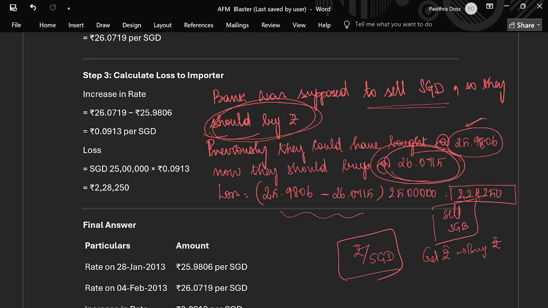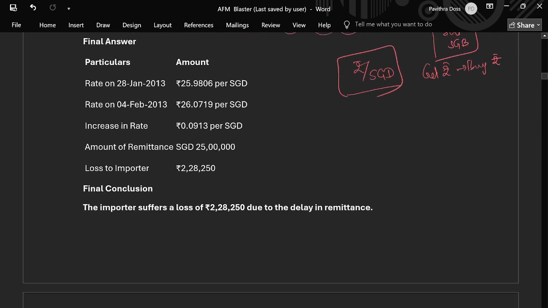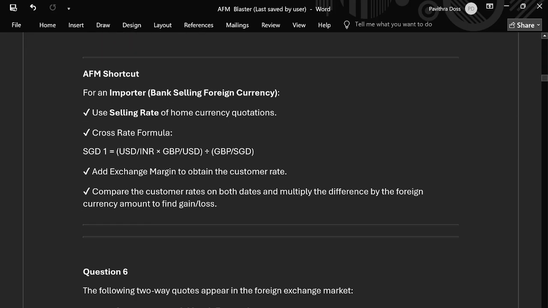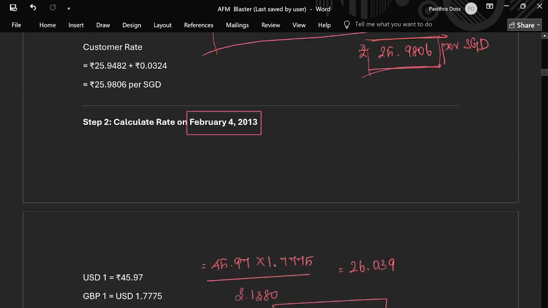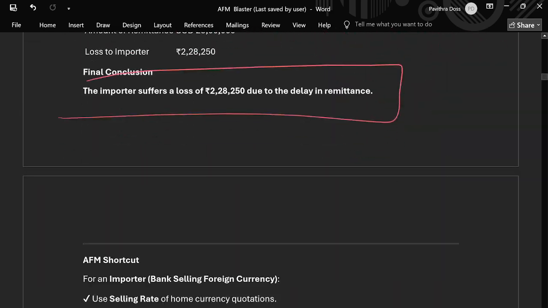loss is about 2,28,000. But who's going to bear the loss? The importer is the only one who is going to bear the loss, because the bank is not going to bear the loss. So the importer will suffer a loss of 2,28,250 due to the delay in remittance. That was question number 4 for us. Moving on to the next one.